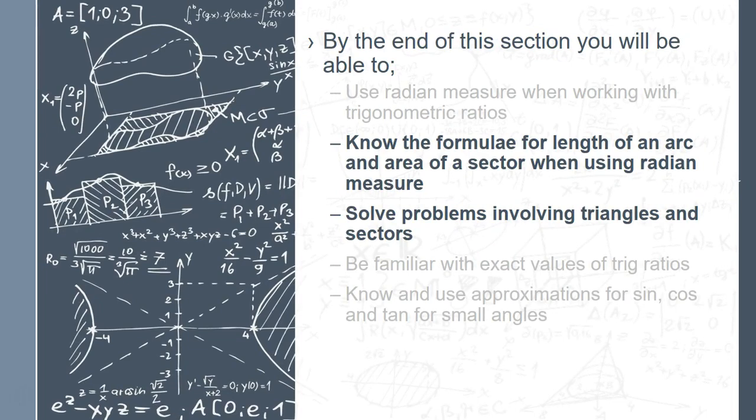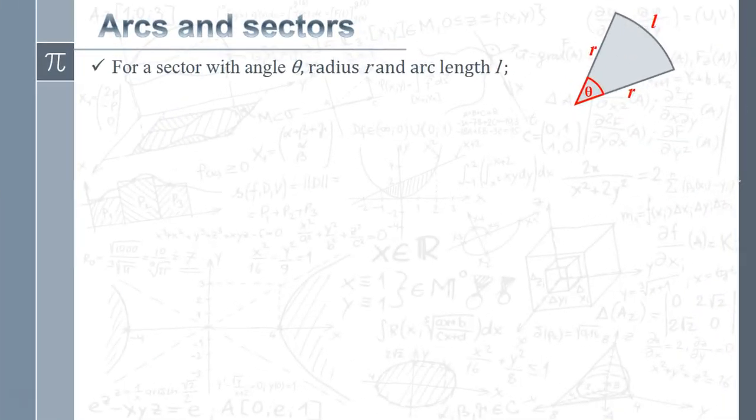So what we're going to do is have a look at the formula that we get for the length of an arc and the area of a sector when you're using radians, and then also do a little bit of problem solving when we are working in radians rather than in degrees. So here we go. There's my sector. We have got an angle theta at the middle. The radius is r, and the length of the curved section of our sector is L.